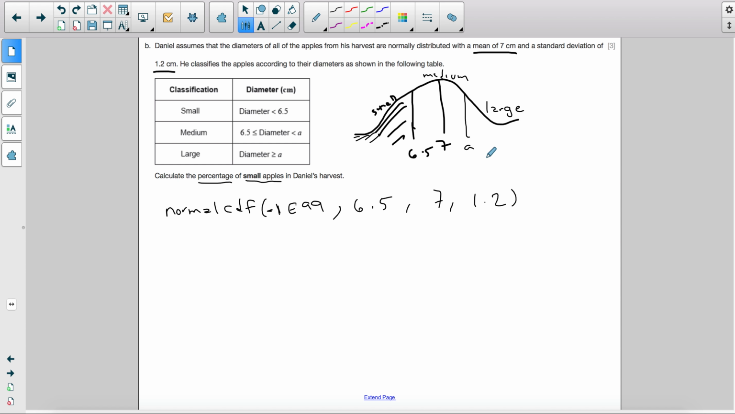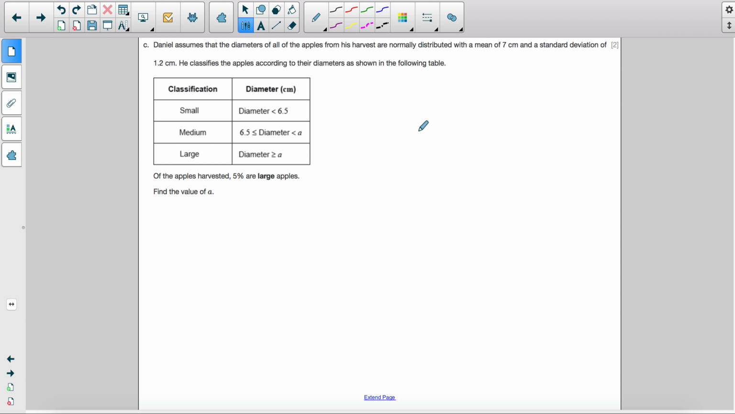You put this in your calculator and you should get 0.338. And then since it wants it in percentage, you need to multiply it by 100, so 0.338 times 100, which is 33.8. You can leave it to more decimal places here if you want to. 1 decimal place should be enough. So this is your final answer, and we'll move on to the next one.